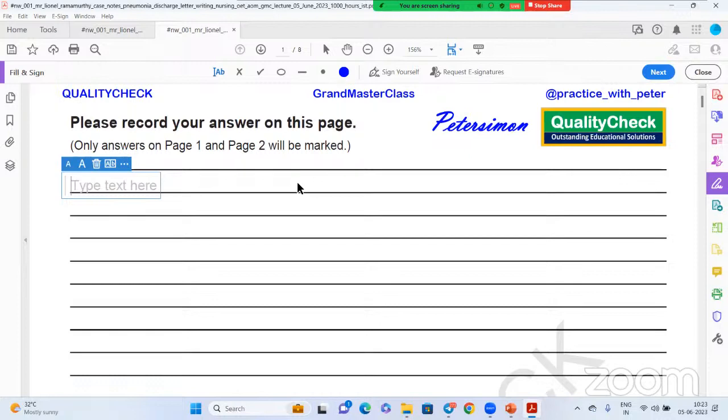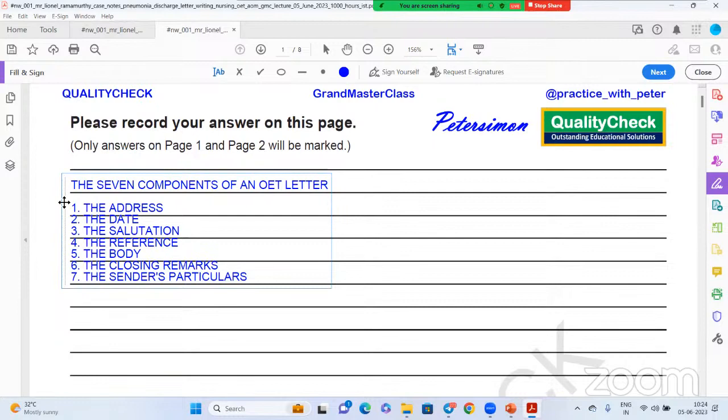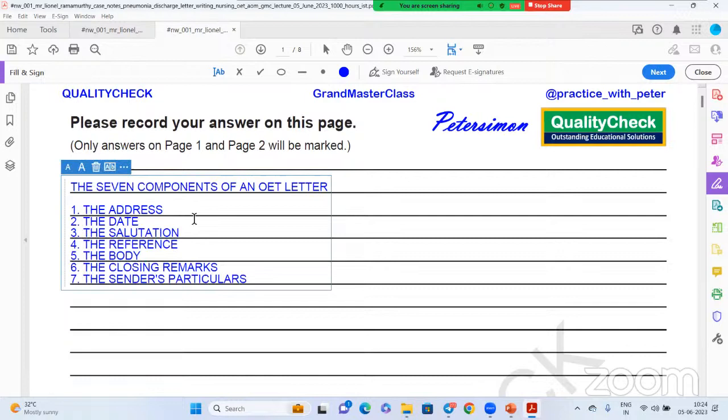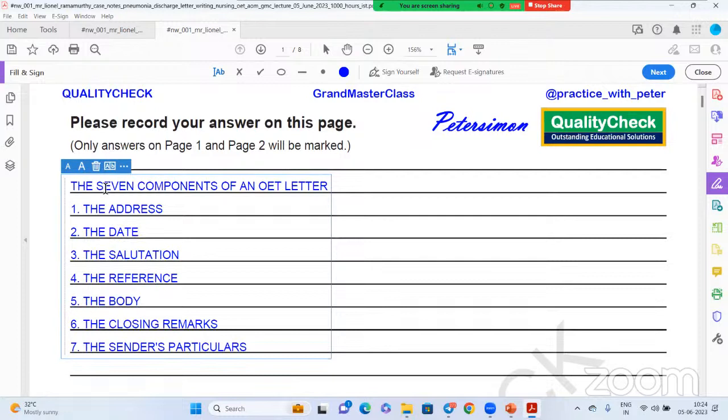These are the seven components that you have to write. So first one, you have to write the address. Now this is the format style. Now we are going to the second page.